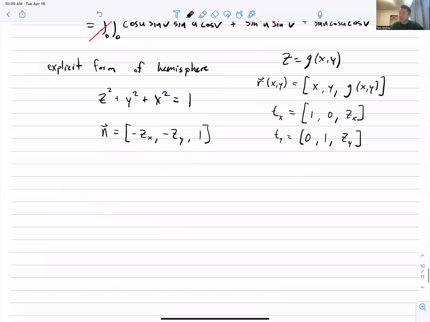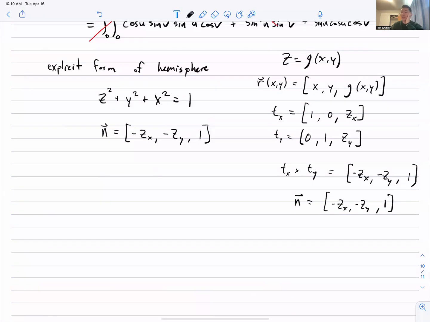And then you take their cross product. T_x cross T_y will equal, I will spare you the details, but if you take their cross product, this is what the normal vector is: negative zx, negative zy, 1. And so that is our normal vector. This is n. So n is equal to negative zx, negative zy, and 1.